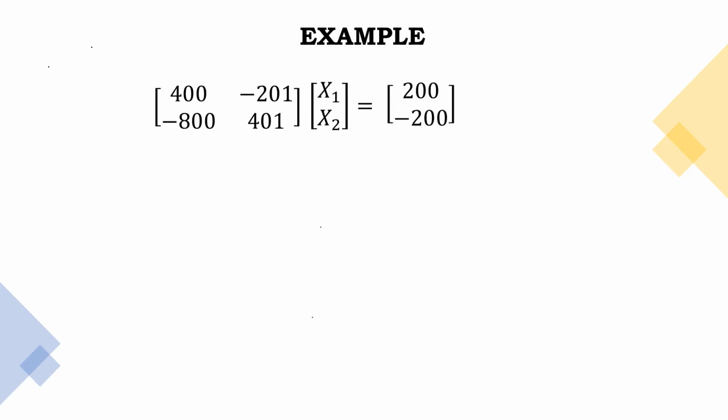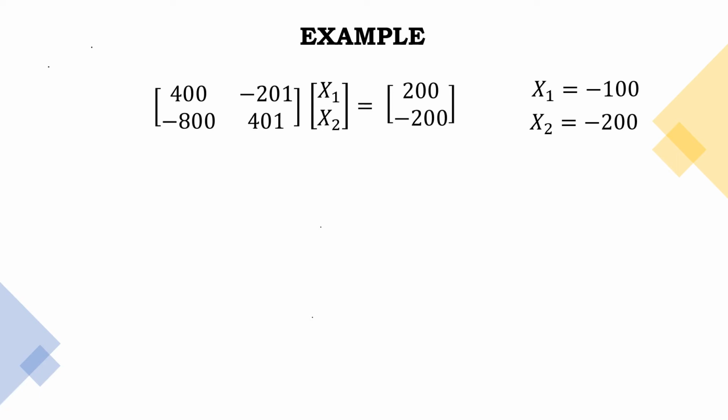Okay, let's start. For our first example, consider the given. Notice here that the process will not be shown. You can make use of mathematical software to input the following data so that the values of x sub 1 and x sub 2 will be computed. So we will skip the solution part and go directly to the result. Given the matrix which has elements 400, negative 800, negative 201, 401, and then a vector.